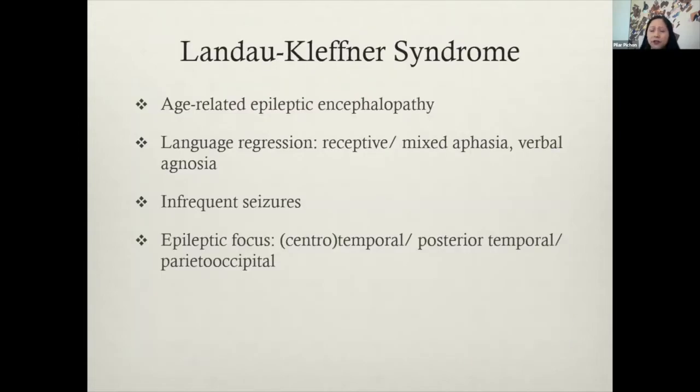And then the Landau-Kleffner syndrome, you can have the age-related epileptic encephalopathy, you have the language regression, as I've mentioned, and then you can have the verbal agnosia. So you say something to them, they may not be able to say something back to you. These children actually have infrequent seizures during the day. And then they can have an epileptic focus, meaning where the seizures are coming from, in the centrotemporal region, or posterior temporal or parieto-occipital back here.